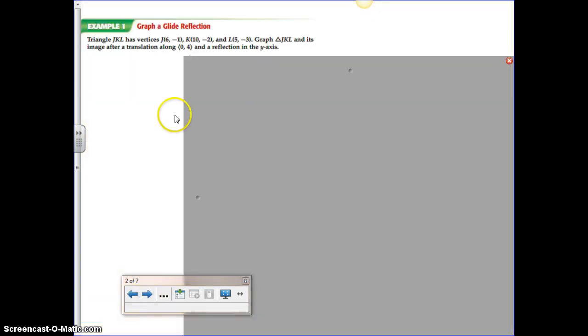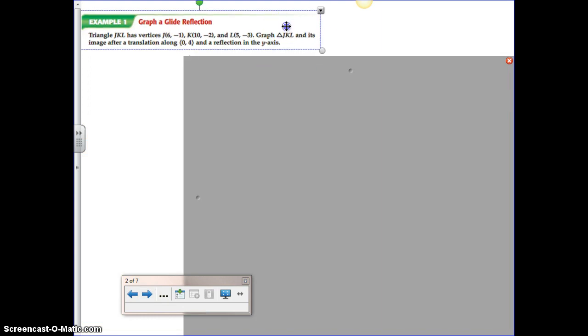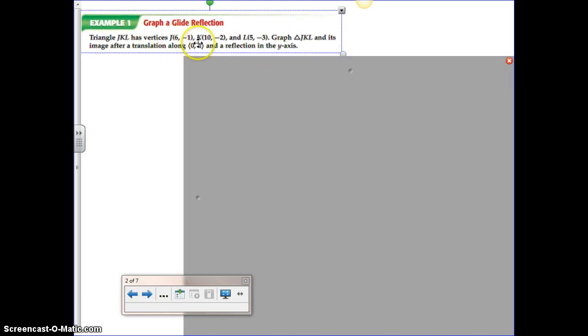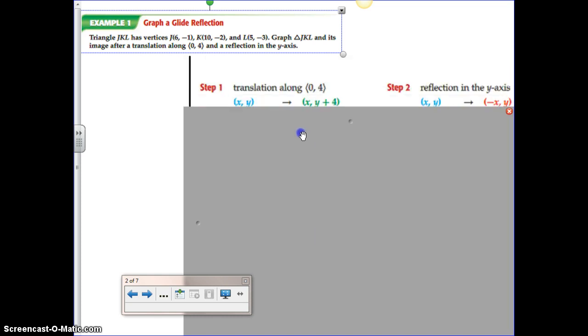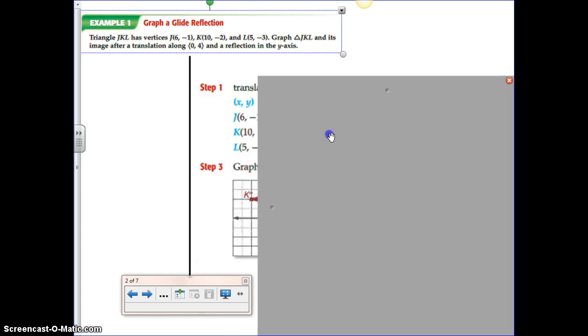All right, example 1. Triangle JKL has vertices as listed here. Graph triangle JKL and its image after a translation along 0, 4, and a reflection in the y-axis. So this combination of two transformations, again, is what we call a composition of transformations. So let's start with step 1.